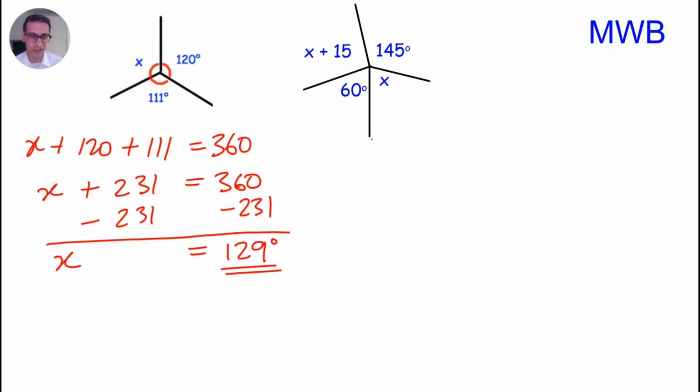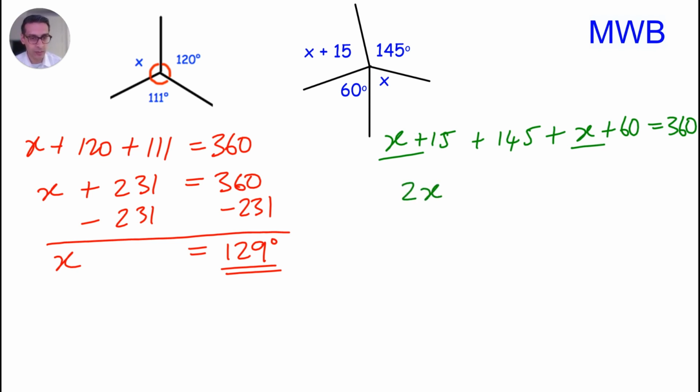And then this one, slightly harder. We're going to form an equation first. So x plus 15 plus 145 plus x plus 60 equals 360. So we're going to combine the x's first. So x plus x is 2x. And then we're going to combine the numbers 15, 145, and 60. So it's 15 plus 145 plus 60. That's going to give you 220.